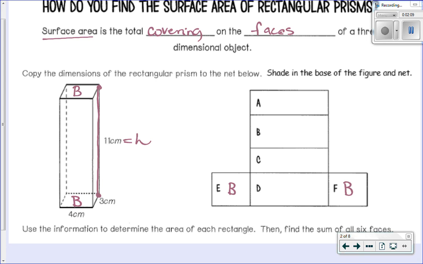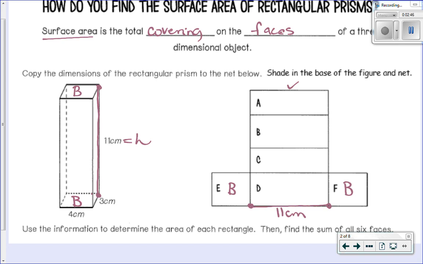Okay? All right, so they want us to transfer the dimensions to our net. So if this is base to base, what is that dimension right there? I can label it. What connects our bases? The height. And so what's that measurement? Good, you got it. This is 11 centimeters. All right, if this is 11 centimeters, what is this? And this is also 11 centimeters. So we're good? All right.